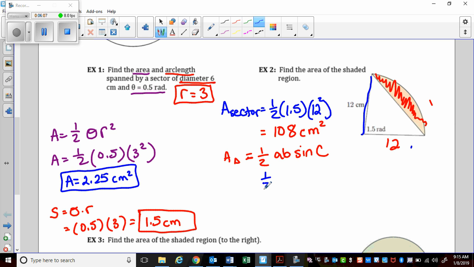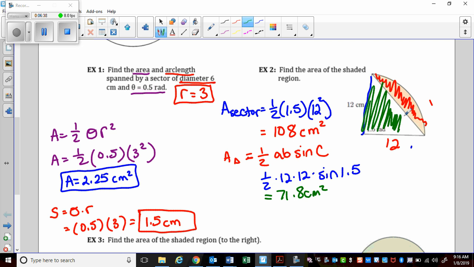So this is 1/2. A and B are the side lengths or the radius, so that's going to be 12 and 12, times sine of my degree, or my radian, which is 1.5. 144 divided by 2 times sine of 1.5 is about 71.8 centimeters squared. So this triangle right here is 71.8.